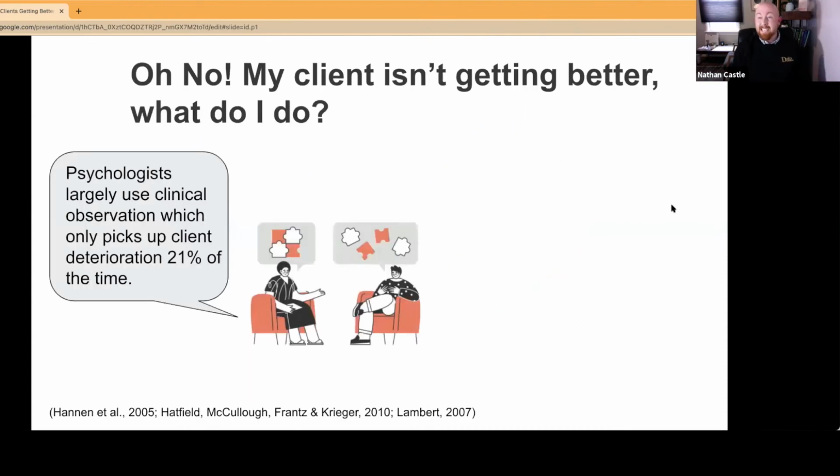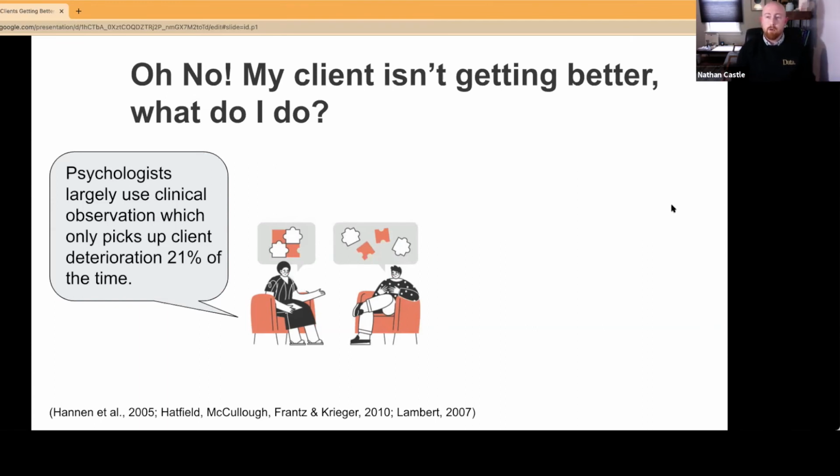So when your client isn't getting better, let's not leave that as the elephant in the room, because you're going to see that happen in routine outcome monitoring. Certainly, all the studies to date show that when we don't have routine outcome monitoring, us as therapists tend to feel that very few of our clients are getting worse. When we have routine outcome monitoring, because it is far more accurate, we can usually pick up those things. So when it does happen, what do we do?